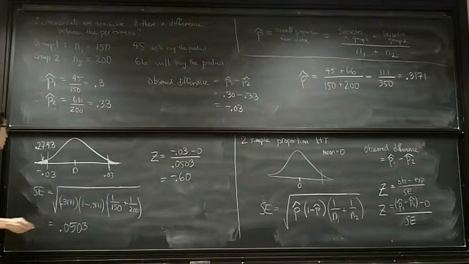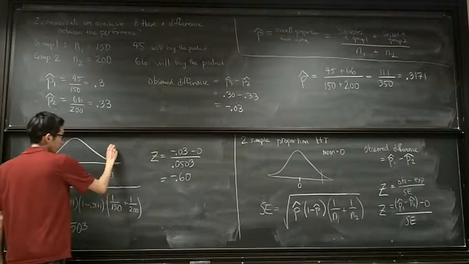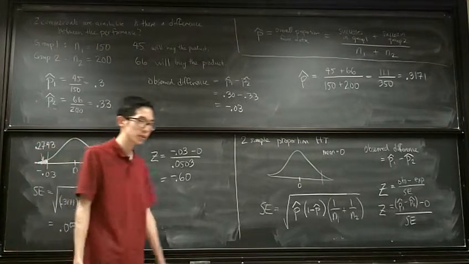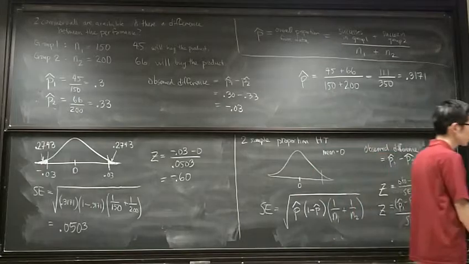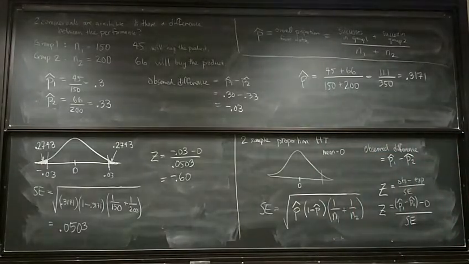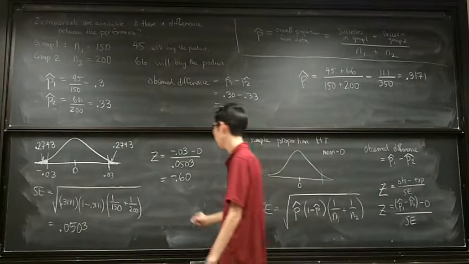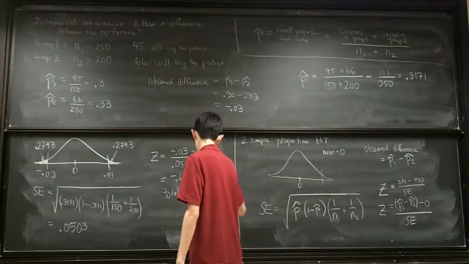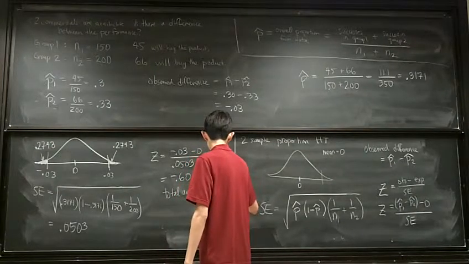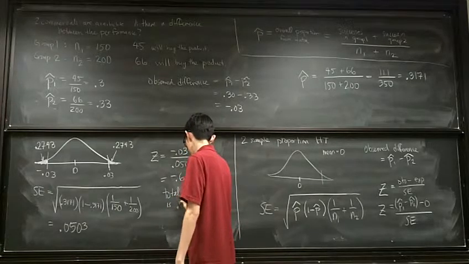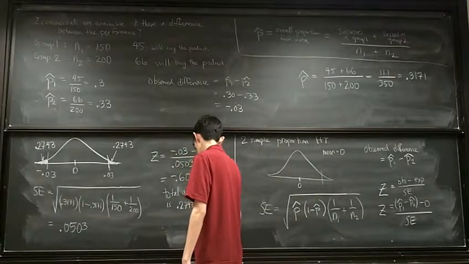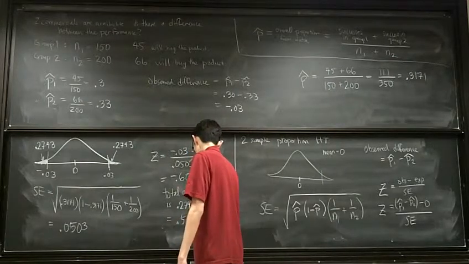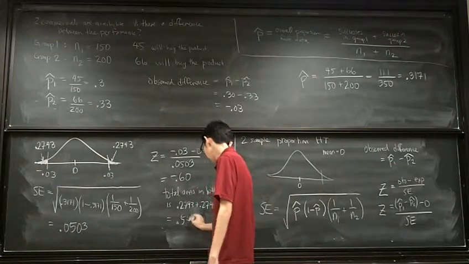Alright. And because it's a two-tailed test, I'm going to have the same amount, 0.2743, in both tails. So the total area in both tails is 0.2743 plus 0.2743. So that's 0.5486.